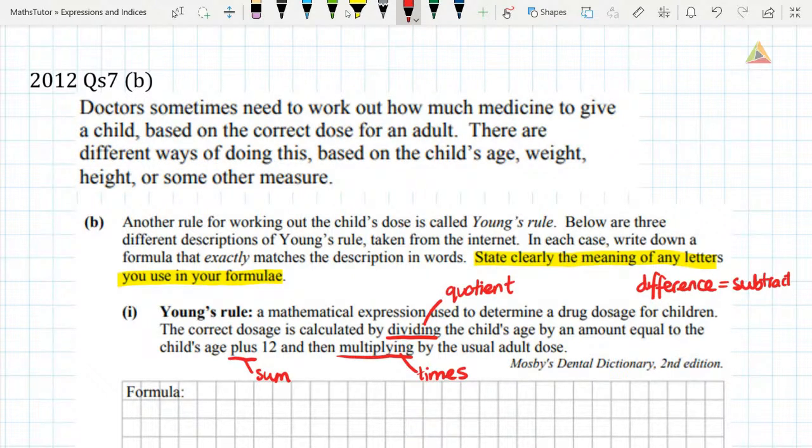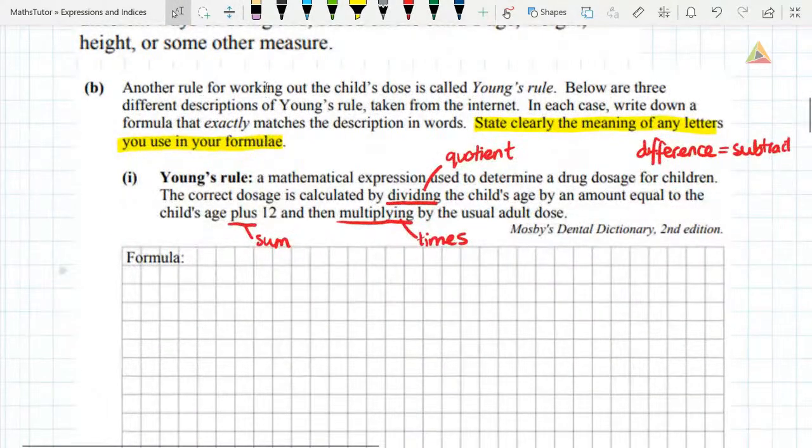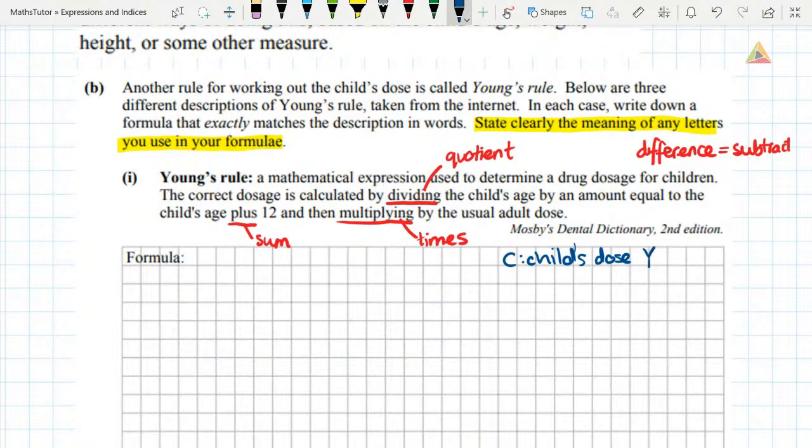So this question here, we have to make sure that we're keeping track of what all of our letters are going to mean. The way that the marking scheme went with this, and we'll do the same, is that C was the child's dose. So that's what we're going to be working out. Y was the child's age in years. And A was the adult's dose.